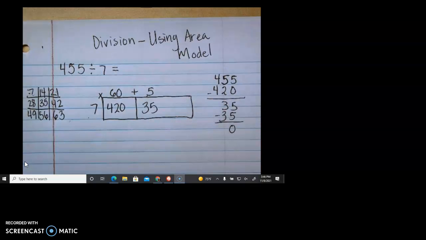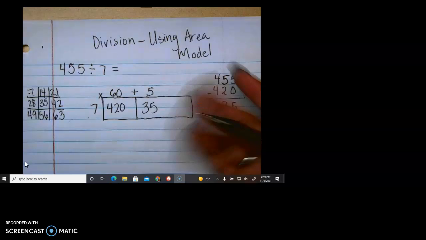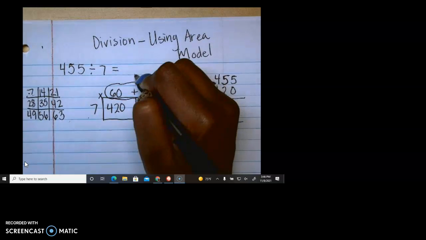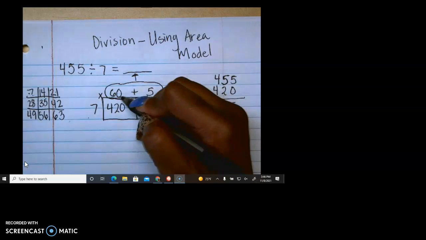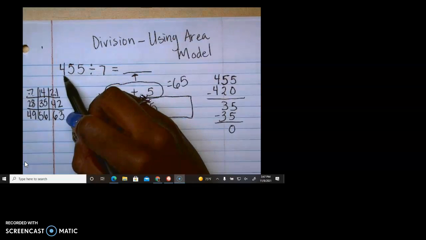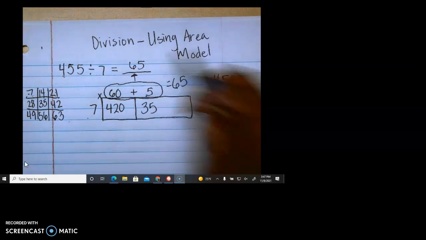That means I have divided this into the largest amount of groups that I can. My quotient here is the answer that I will report here. If I have 60 plus 5, that equals 65. So 455 divided by 7 is 65.